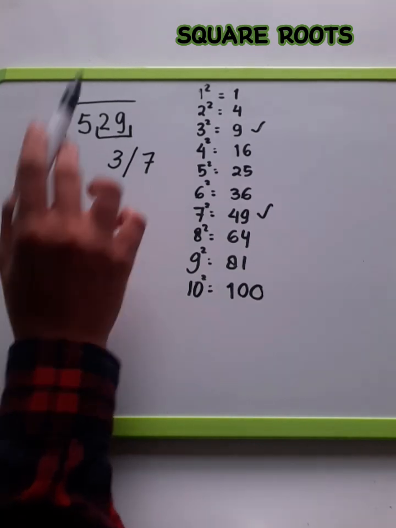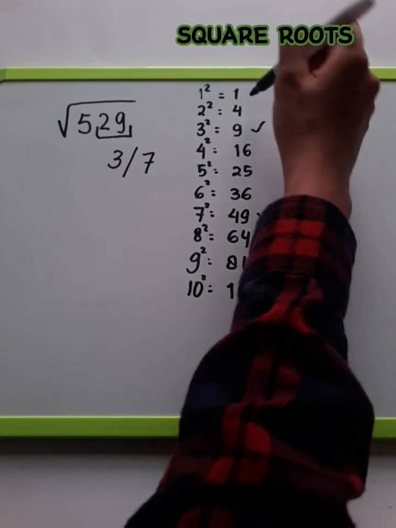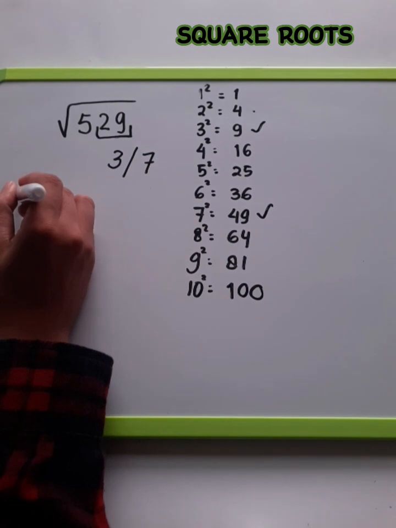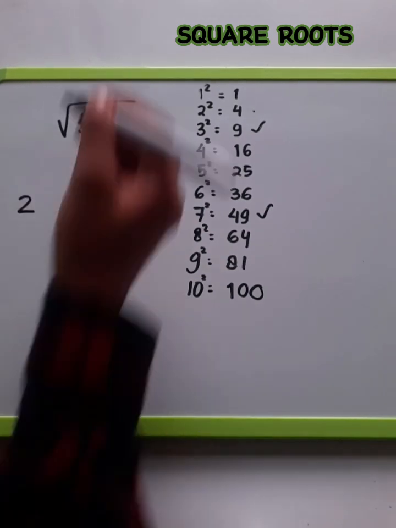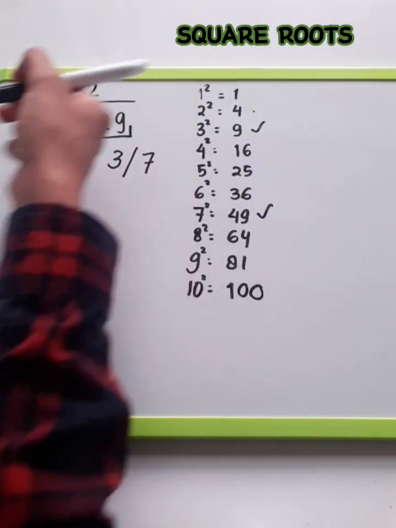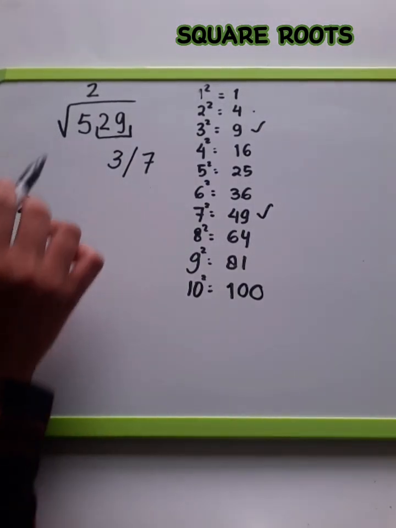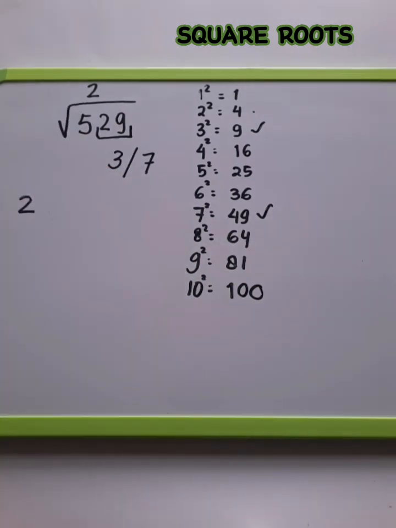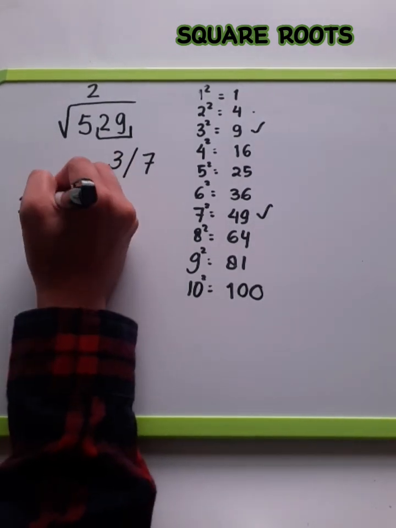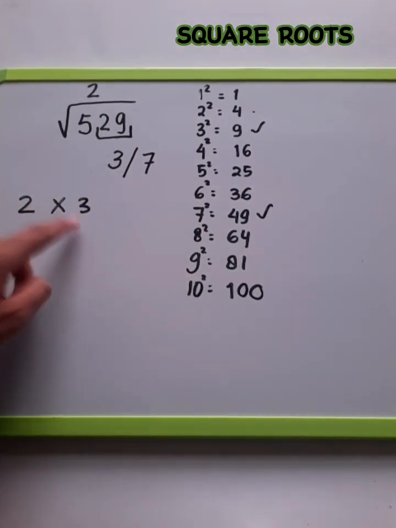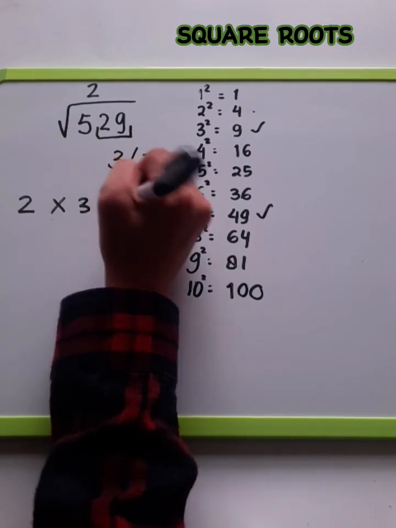Okay, so the perfect square near 5 is 4. It's 2 squared. So the tens digit will be 2. Okay, we got the result for the tens. It's 2 because 2 squared is near 5. After that, you have to multiply 2 with the number after 2. So you multiply by 3, because the number after 2 is 3, equals 6.